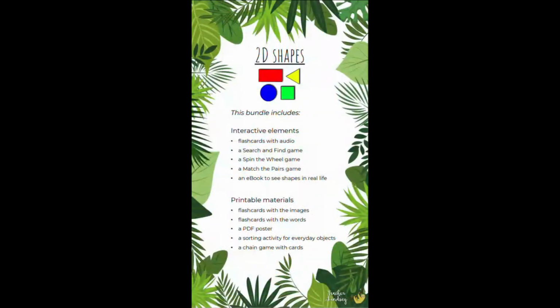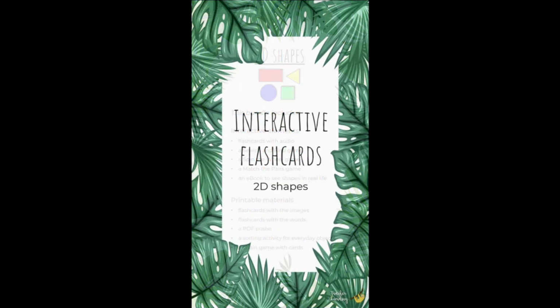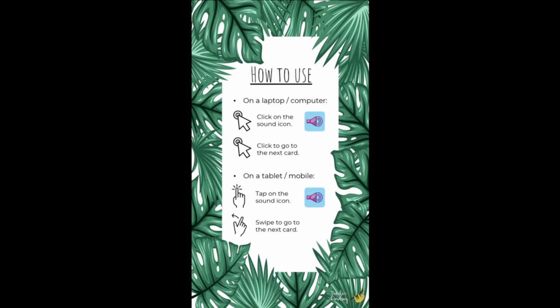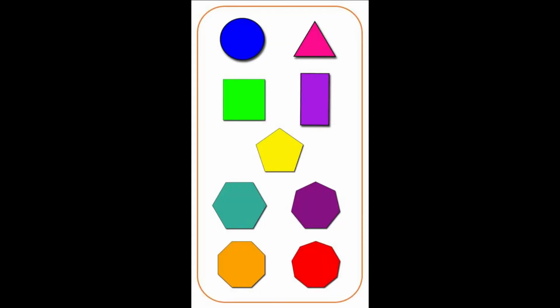The first thing you can look at in the pack is the information, which tells you exactly what's included. Then we're going to open the interactive flashcards. These are the best way to introduce your learner to the vocabulary that will be covered in this lesson. At first, they will see the image of the 2D shape and have an opportunity to name it if they know it already.